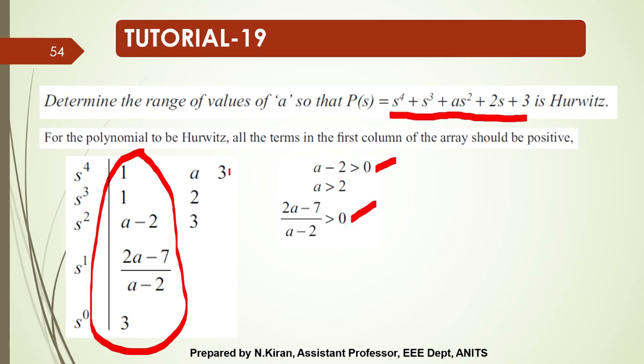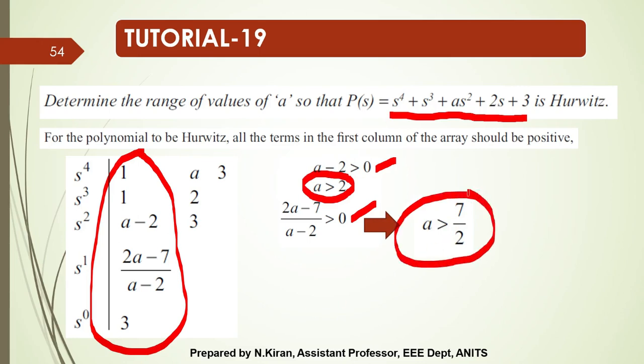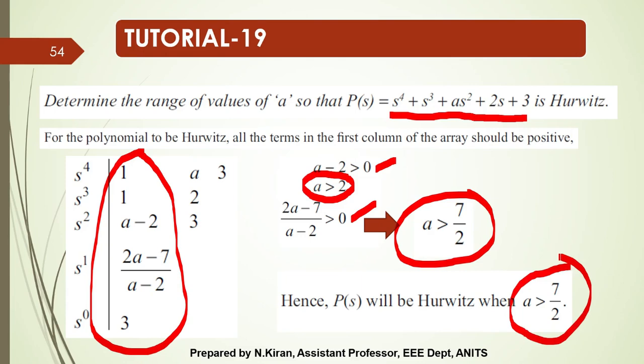When these two conditions are taken into consideration, I'll get a greater than 2 from the first condition, and from the second condition I'll get a greater than 7/2. So keeping in mind the two results that we have got for a, I can conclude that the range of values of a such that the given polynomial is Hurwitz is a greater than 7/2.